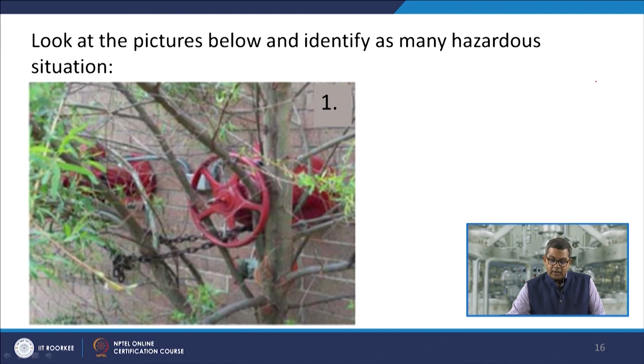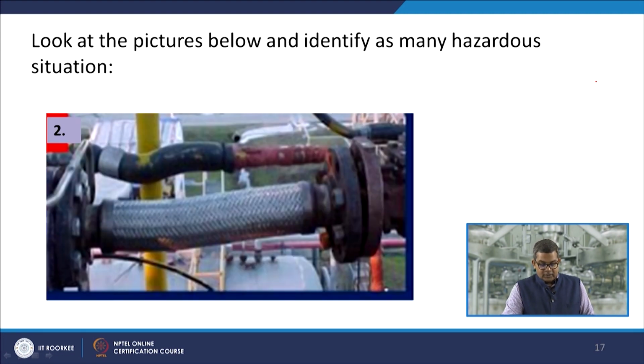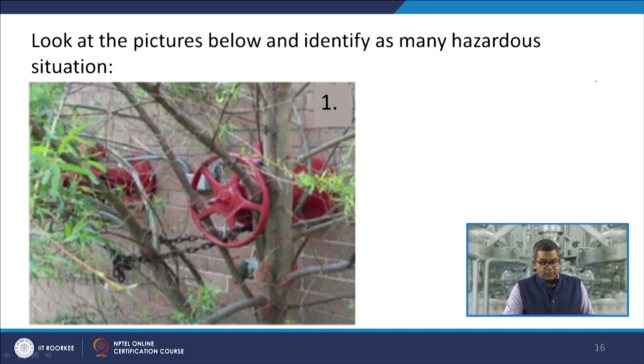Now, let us take another problem here. You need to look at the picture below, and you may need to identify as many hazardous situations as possible. There are 2-3 figures given to you. So, let us find out the hazardous situations.